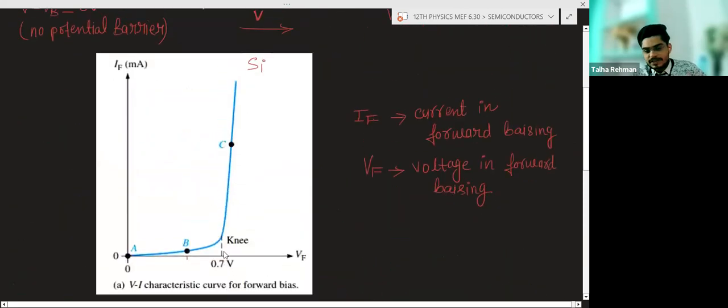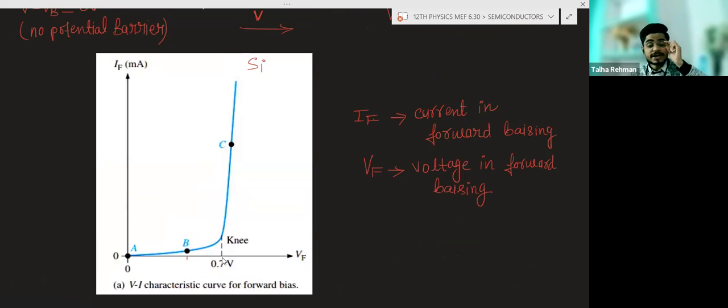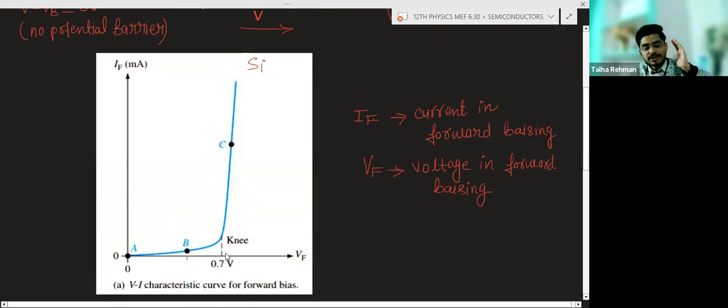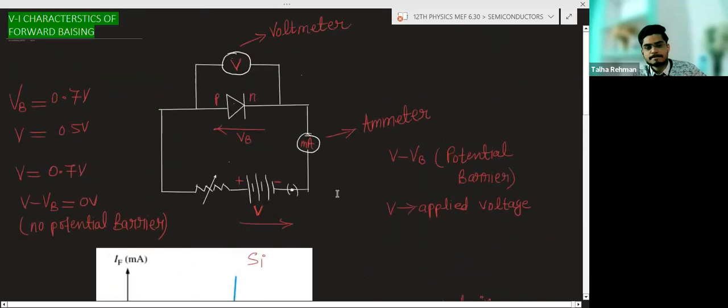So when you reach the knee voltage, the potential barrier will be removed, it will become zero. After that, if you increase the voltage by a very small amount, the current will increase sharply. Okay, so this is the condition for forward biasing.